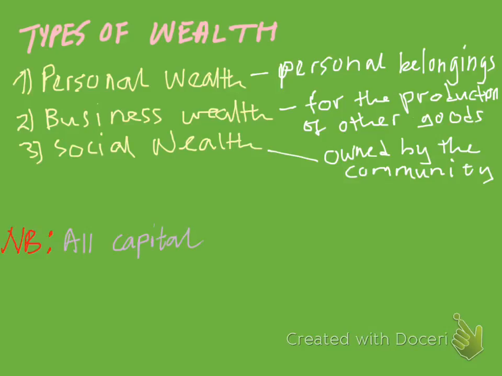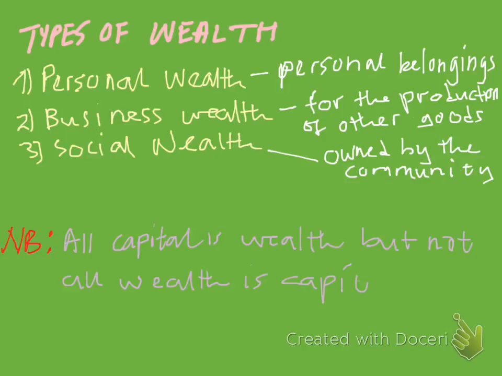Note that all capital is wealth, but not all wealth is capital. All capital is goods used for further production of goods and services, and all of them are wealth, like a computer, a factory building. All of these are wealth, or even cash at hand, that is wealth. But not all wealth is capital. Not all goods and services can be used in the production of further goods and services.